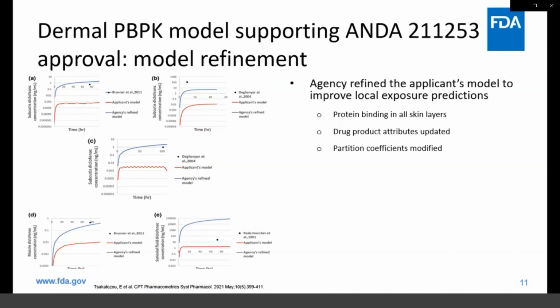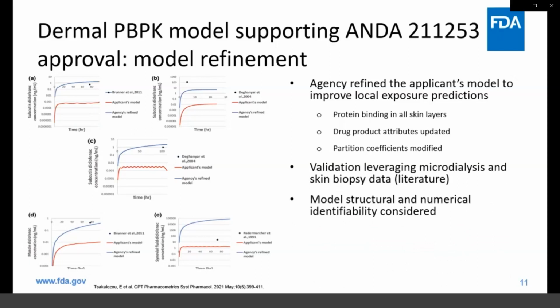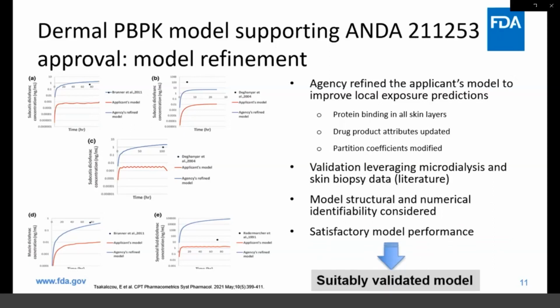Panels A, B, and C are predictions in the subcutaneous. Panel D are predictions in the muscle, and panel E are predictions in the presumed site of action, the synovial fluid. Validation was performed leveraging microdialysis and skin biopsy data. Model structural and numerical identifiability was considered. And when the model performance was considered satisfactory, the overall model was deemed suitably validated.